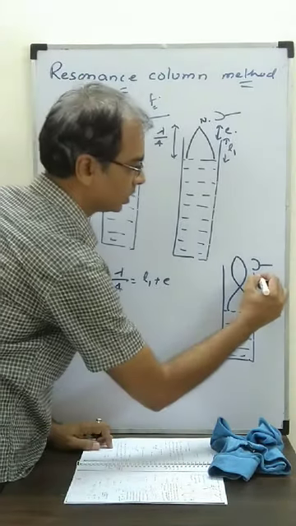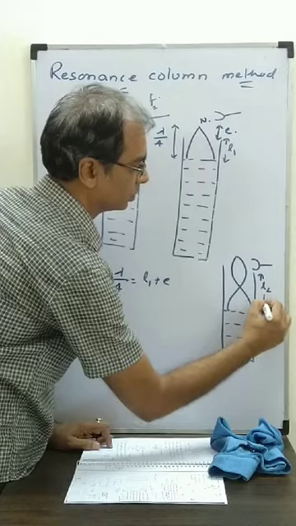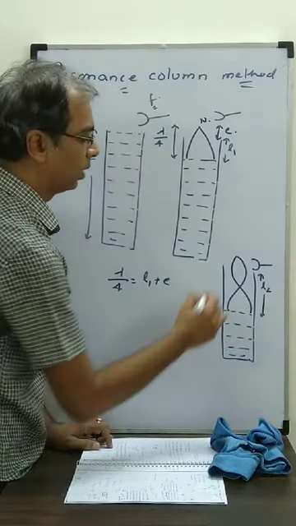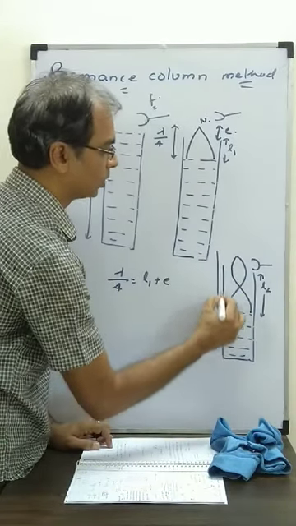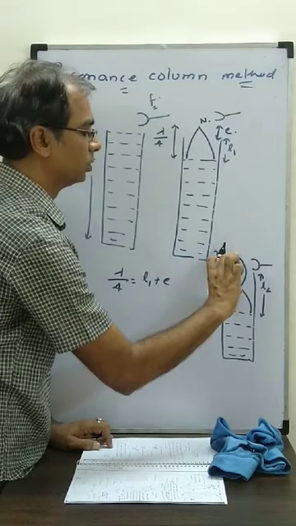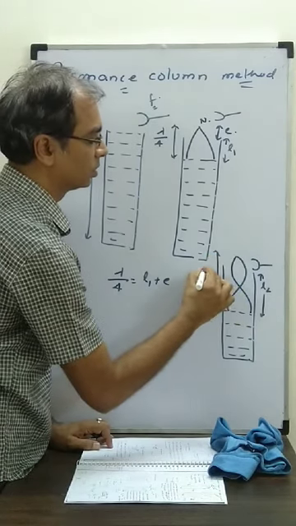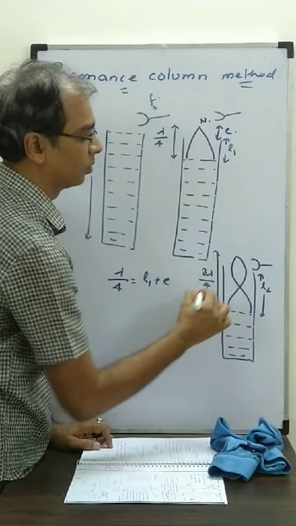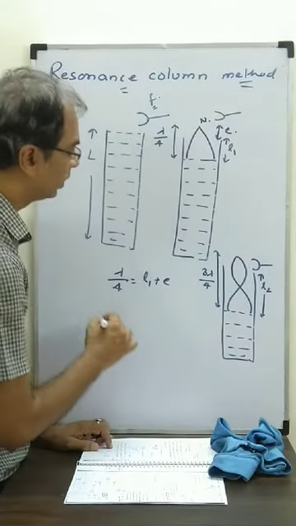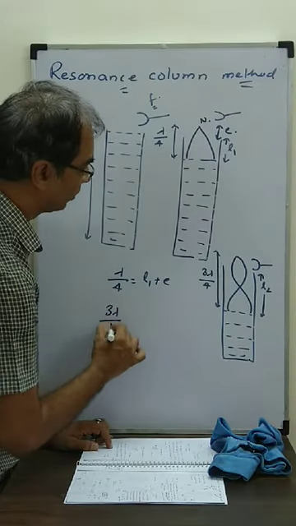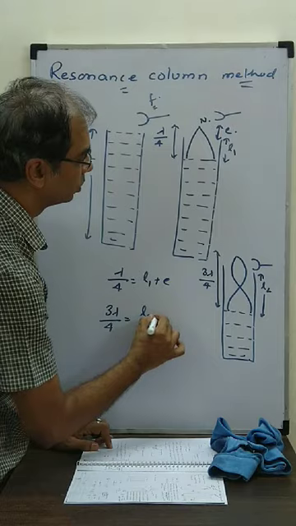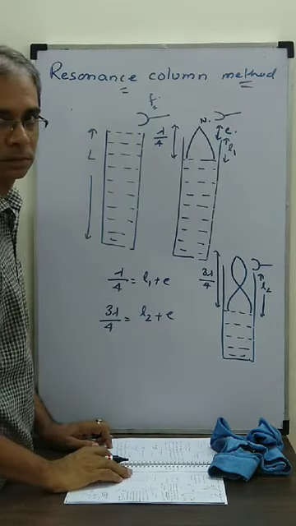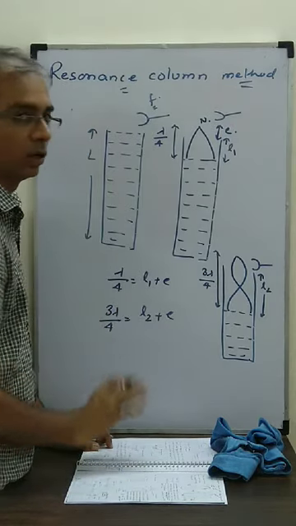Again we measure this length. Let's say that's L2. And we know that this is lambda by 2 and this is lambda by 4. So this will come to 3 lambda by 4. What will we write then? 3 lambda by 4 equal to L2 plus E. These two equations we got.